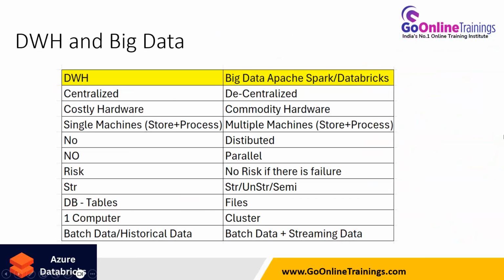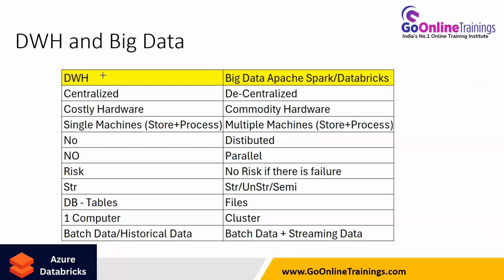If somebody asks you about data warehousing or big data: in data warehousing, data is centralized, on a single machine, while in big data it is decentralized. Data warehousing needs costly hardware, big hardware you need to buy. Commodity hardware means cheaper hardware, you can buy it and keep it. A single machine can store and process the data, while multiple machines store and process it, with a distributed architecture. For data warehousing the answer is no, it is not distributed data, and no parallel data processing can happen. In big data, parallel data can be processed. Risk, heavy risk, because if one server is down, then your entire system is down.